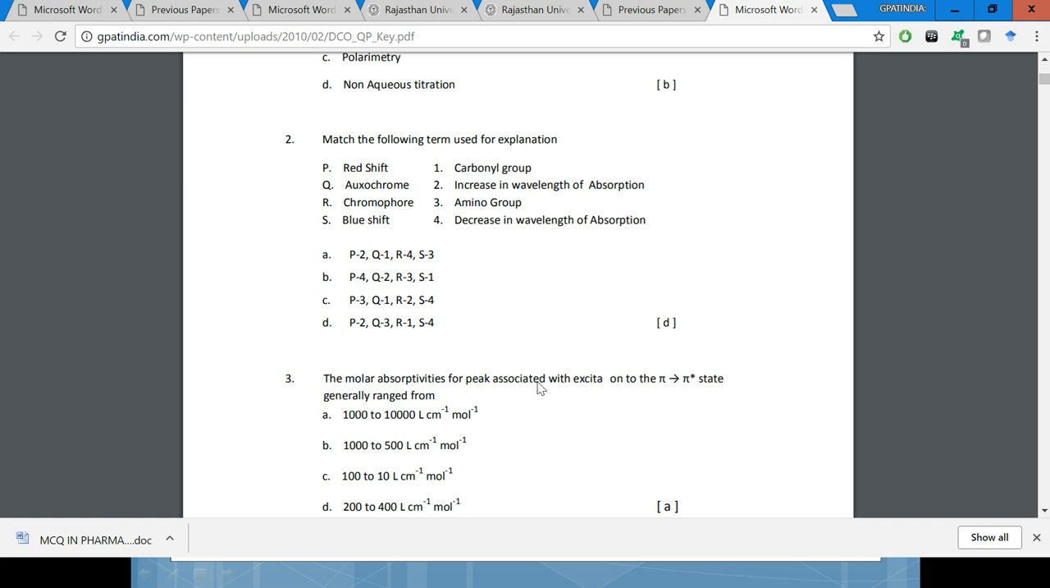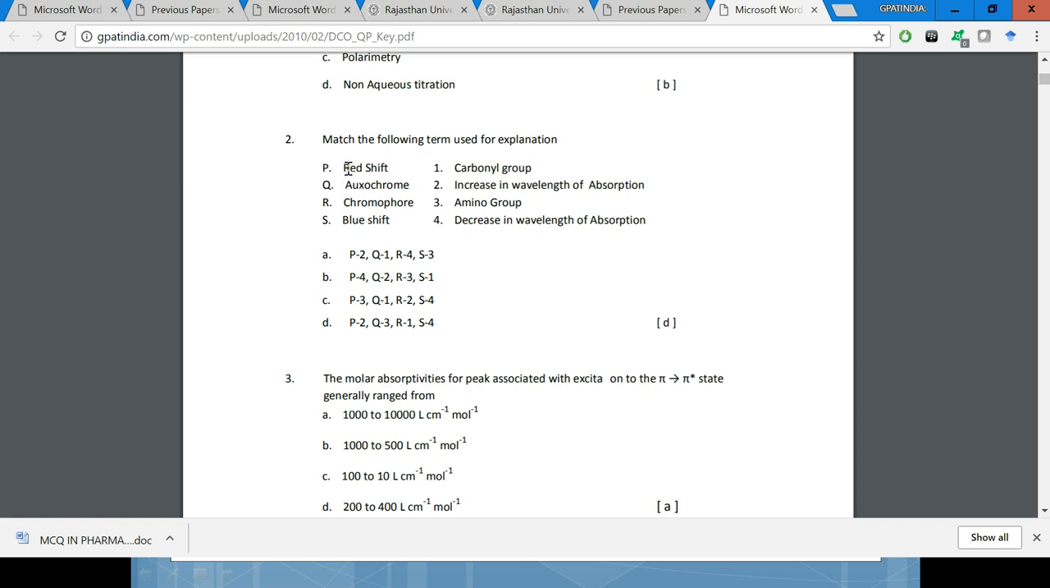And what are redshift and blueshift? The wavelength of red light is longer than that of blue light, so a shift to a longer wavelength is called redshift, and a shift to a shorter wavelength is called blueshift. For example, deprotonation of phenol results in a redshift, whereas protonation of aniline produces a blueshift. So the correct answer will be D.